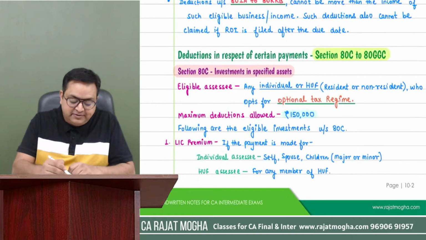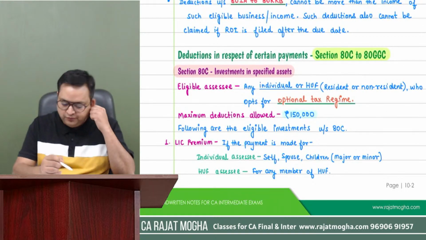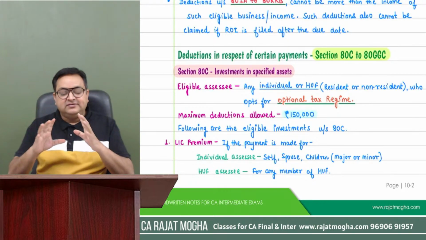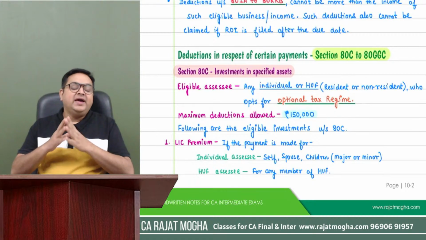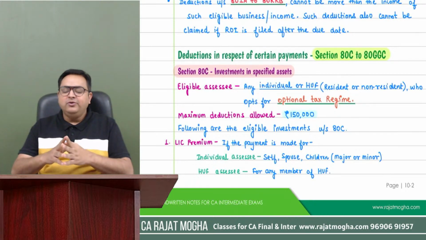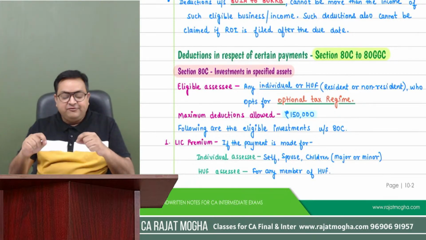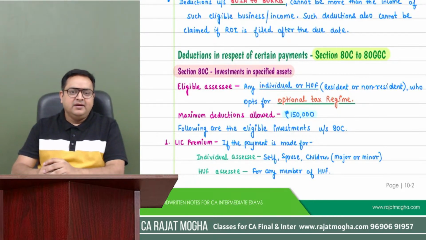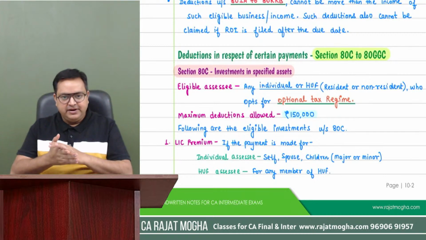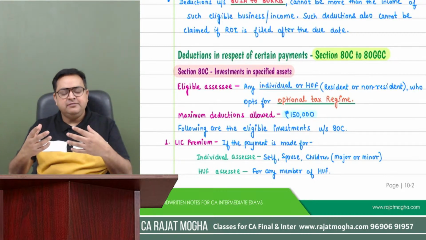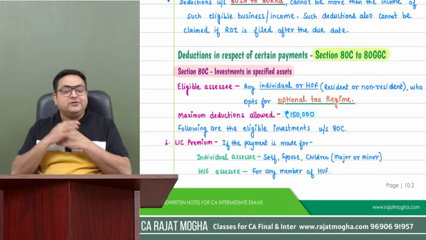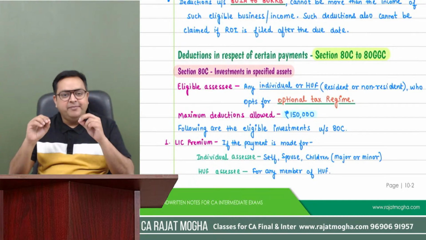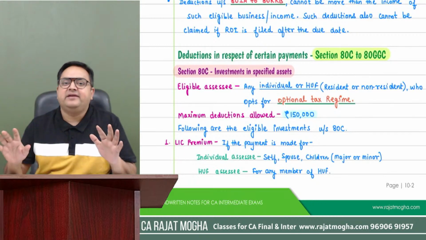First of all, this LIC premium is most important. You can mark it important also. So LIC is life insurance. Please remember, I am not talking about health insurance over here. I am only talking about life insurance. If the assessee is paying their life insurance premium, for whom can he pay the life insurance premium? For self, for spouse, and for children. Whether that child is a dependent child or a non-dependent child, irrelevant.